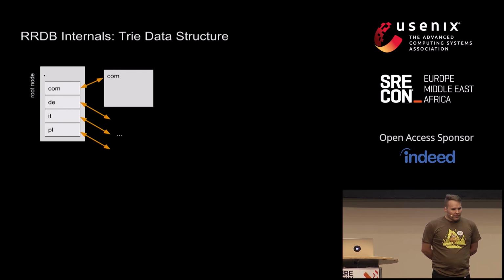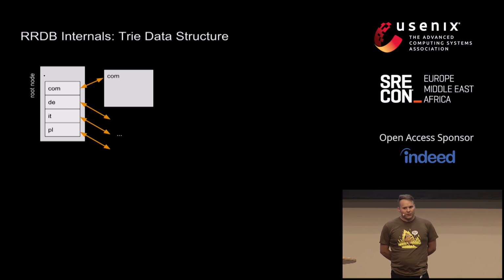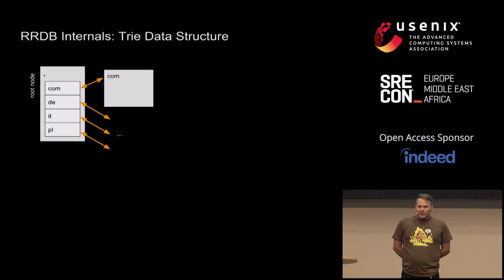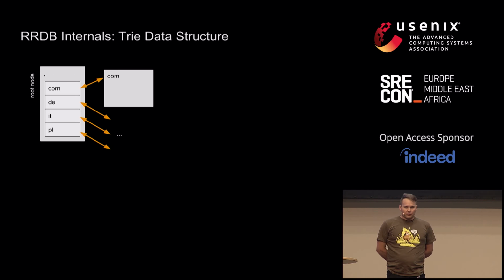And in a Trie, you have a root node, and that root node can have pointers to other nodes, and those pointers are named. And DNS is basically the same. You have the root label. It's not called node, but it's called label in DNS. But other than that, it's basically the same.